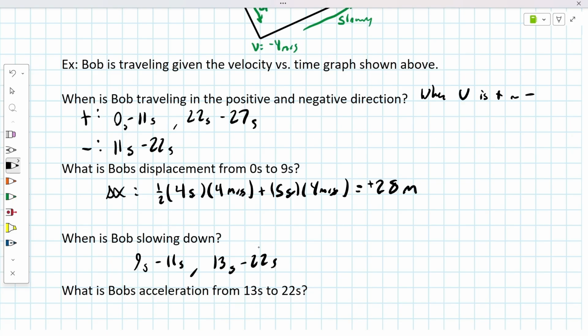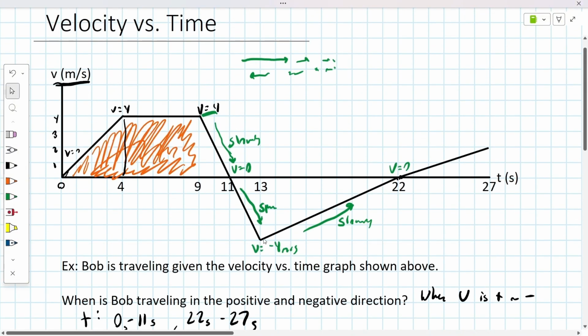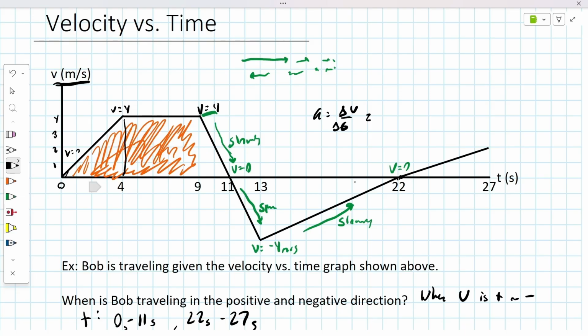Okay, and finally, what is the acceleration from 13 to 22? We already know the acceleration is the slope of the velocity graph, so we can use the average acceleration equation. We already found that the final velocity was 0, minus the initial velocity, which is negative 4, over a time of 22 minus 13, and that will give us 4 over 9 meters per second squared. So that'll be the acceleration for this point.